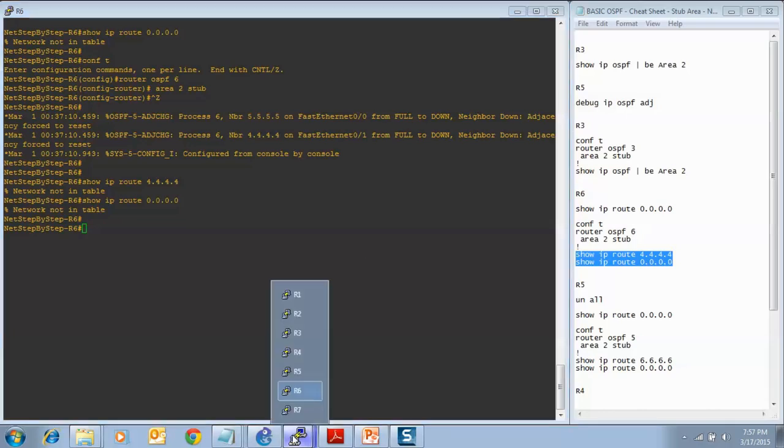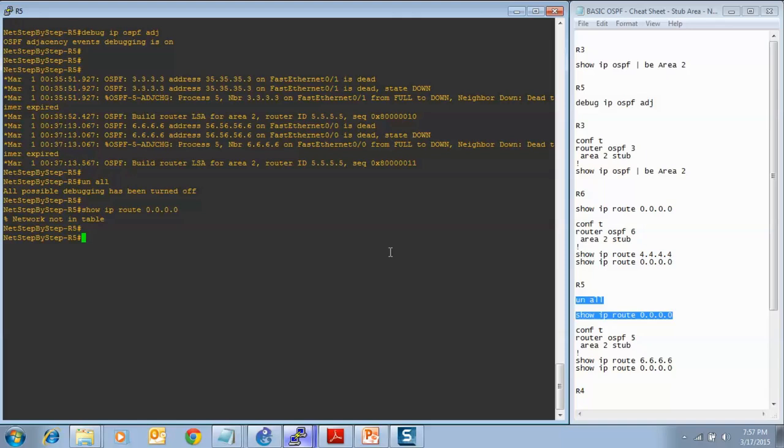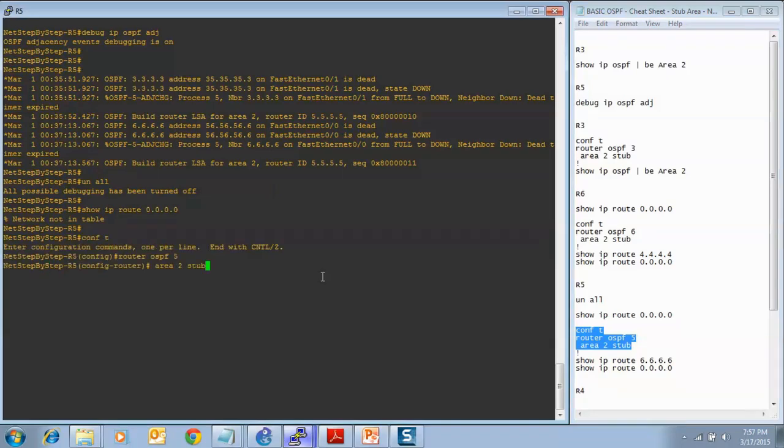Now I am stopping debugging on router 5 and checking default route utilizing show command, show IP route 0.0.0.0. From the output, there is no default route in router 5. I am configuring area 2 as a stub utilizing command area 2 stub.